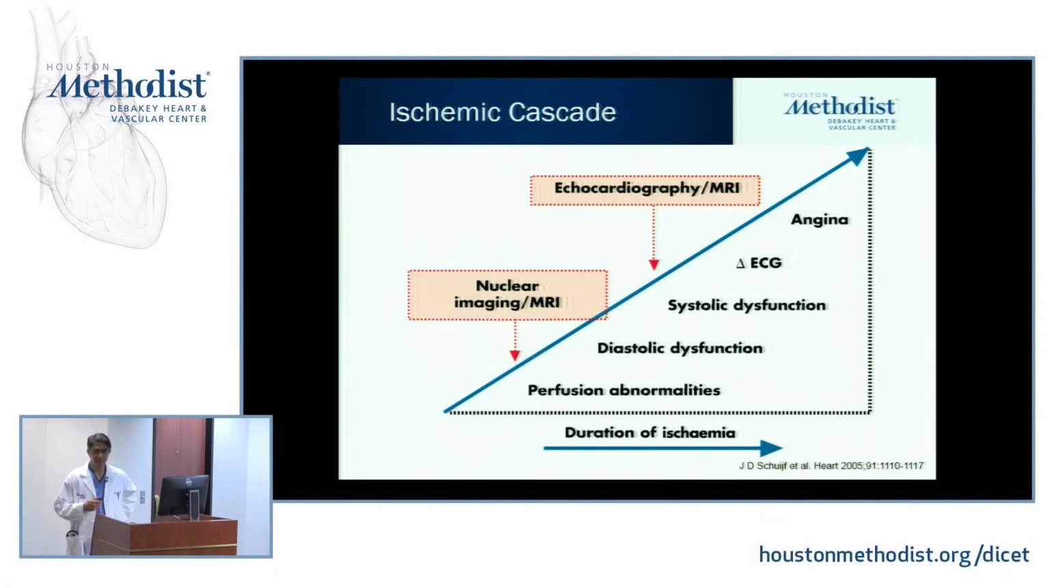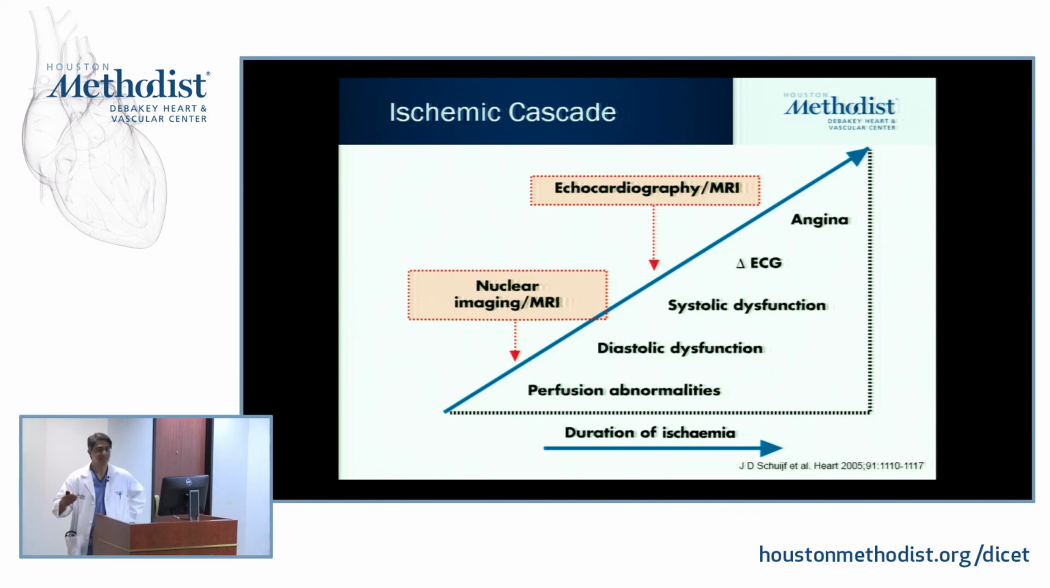So first thing we should know about is the ischemic cascade. Y'all heard a little bit about this. This is when a patient has ischemia, or poor blood flow to an artery, there's a sequence of events that happen. And believe it or not, angina, the complaint of chest pain, is actually the very last event. So what happens first? You have perfusion abnormalities. These perfusion abnormalities are what nuclear imaging tries to detect. So we believe we're very sensitive because we identify the first abnormality of the ischemic cascade.